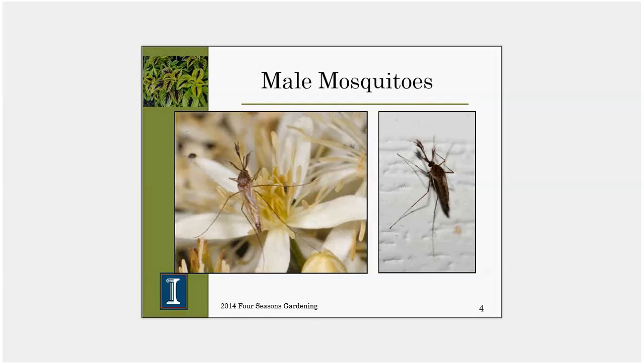Male mosquitoes we normally don't see except when they're feeding on nectar on flowers. Both male and female mosquitoes are nectar feeders primarily, and that's how they get their main sustenance as adults. The female will feed on blood to get enough protein to generate her eggs. And so only for a short part of her lifespan does she feed on blood. Most of the time she's feeding on nectar as well.